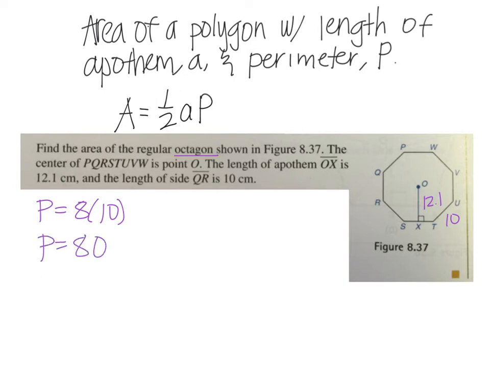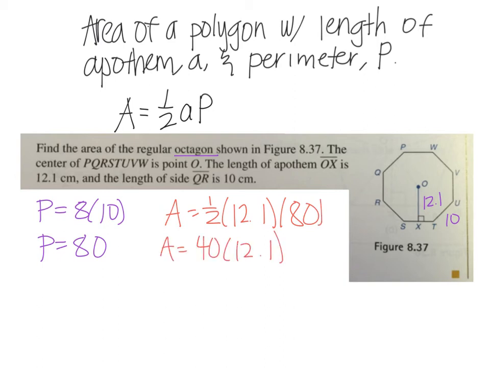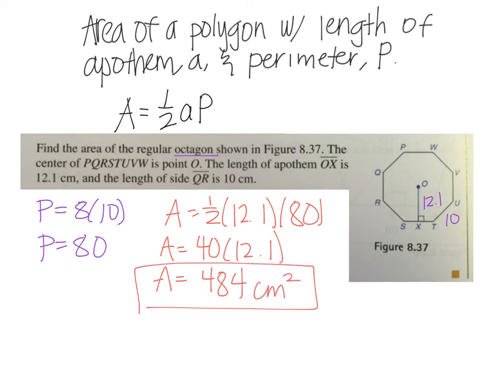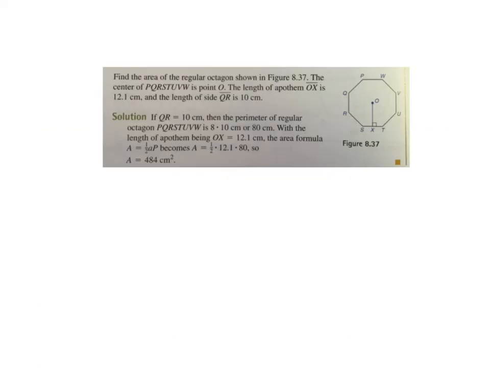Now when I look at my apothem of 12.1, I know my area formula. So area is equal to 1/2 of the apothem, so 12.1 times 80. That's something like 40 times 12.1, which gives 484. Now this is where units are important. That's going to be centimeters squared. Here's the solution if you want to take a look at how they did it.